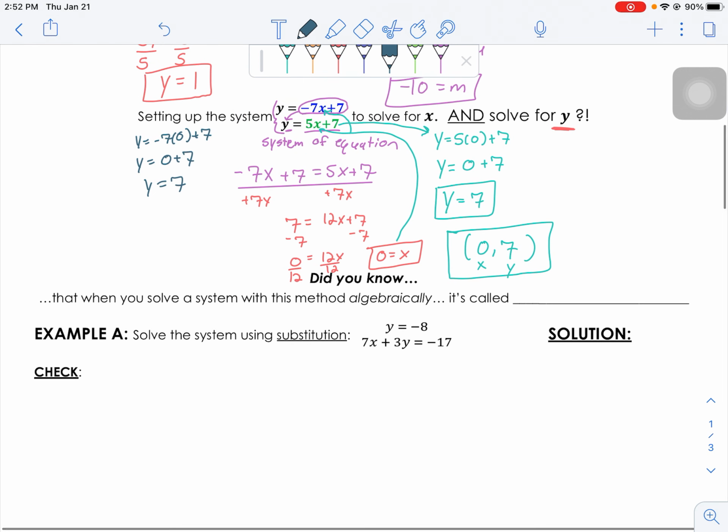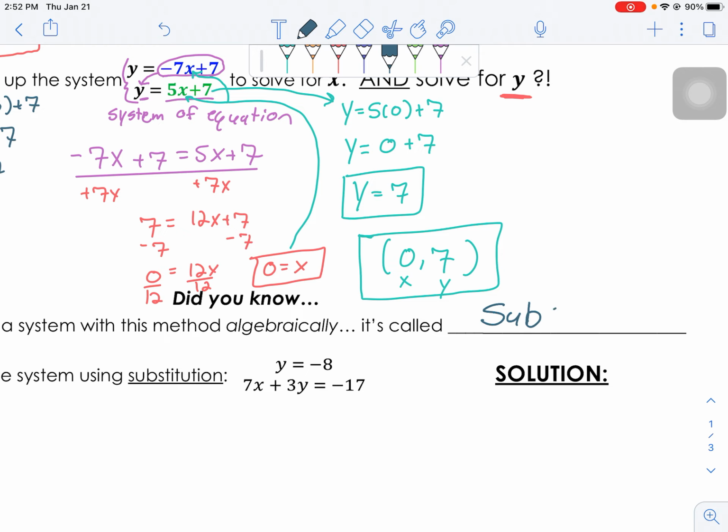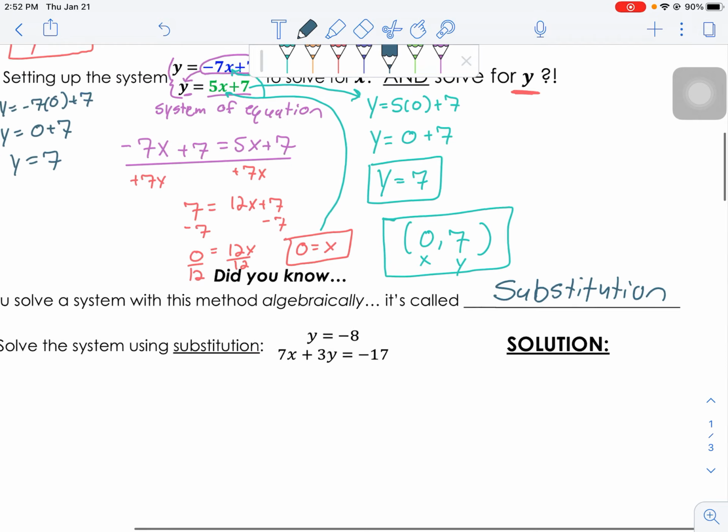Okay. When you solve a system with this method algebraically, it's called substitution. And this is just a special type of solving that we're looking at just for today.